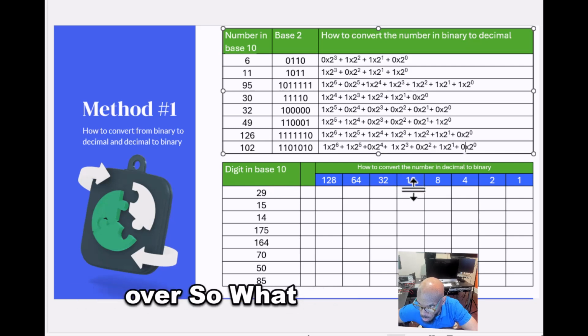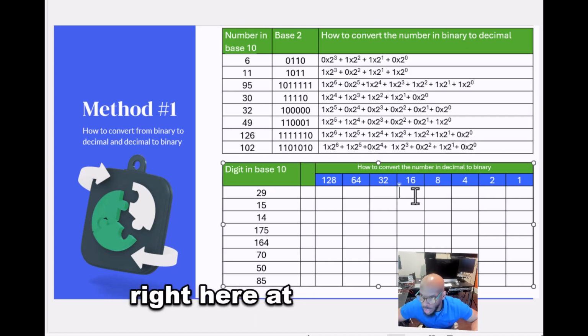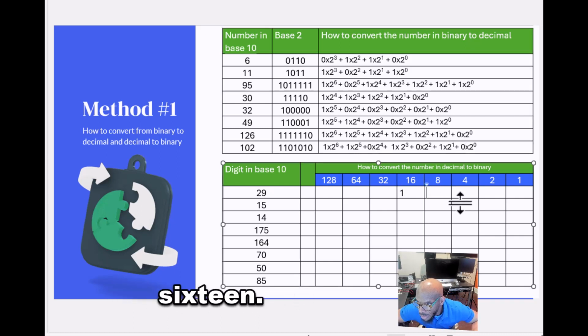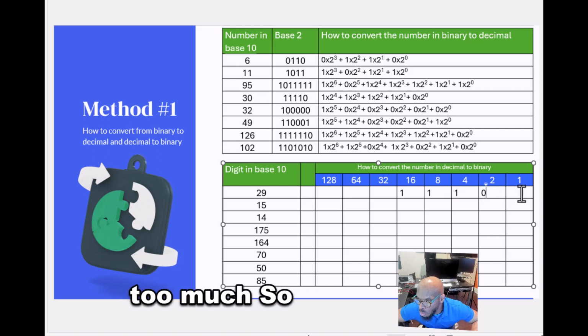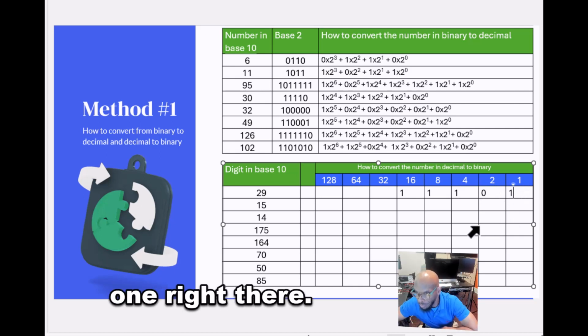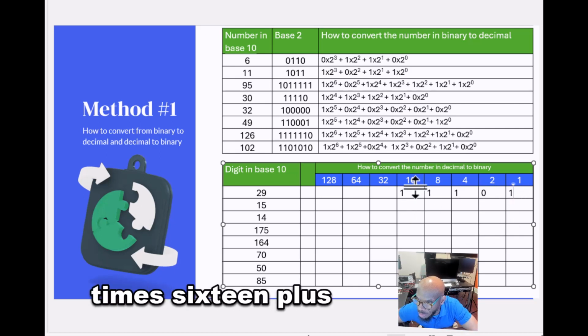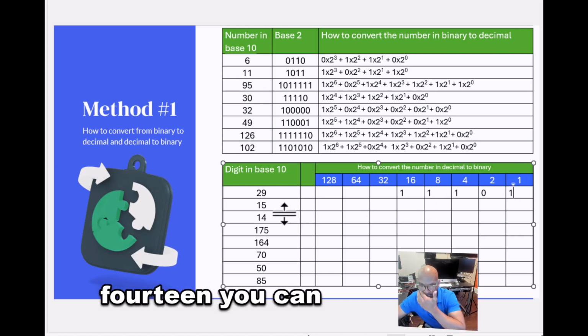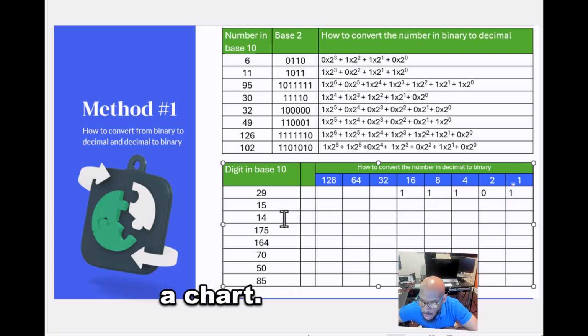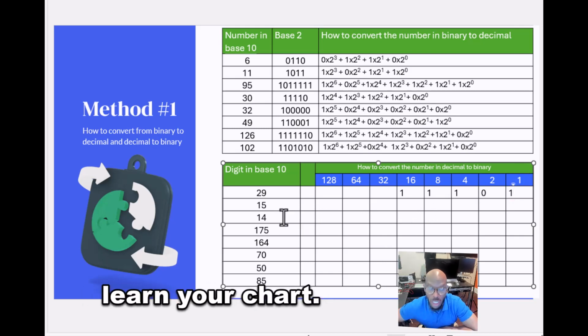16 without going over. So what do we need to make a 29? We need a 1 right here, that's 16. We need a 1 right here, that's 24. We need a 1 right here, that's 28. Do we need a 2? Nope, that'll make it too much. So we need a 1 right there. So all you're doing is 1 times 16 plus 1 times 8 plus 1 times 4 plus 0 times 2 plus 1 times 1. Now 15 and 14, you can get those off the chart. That's why it's imperative that you learn your chart.